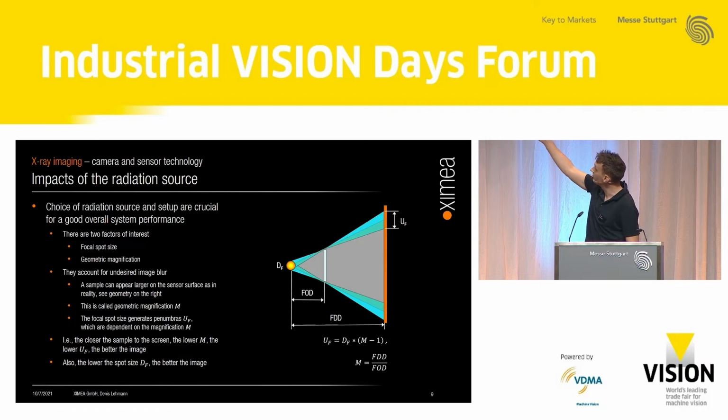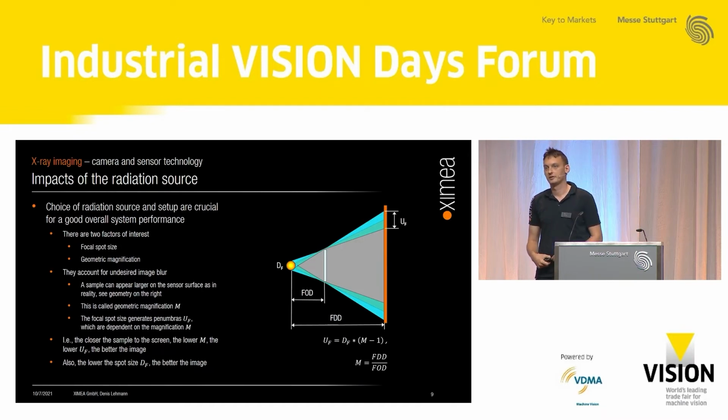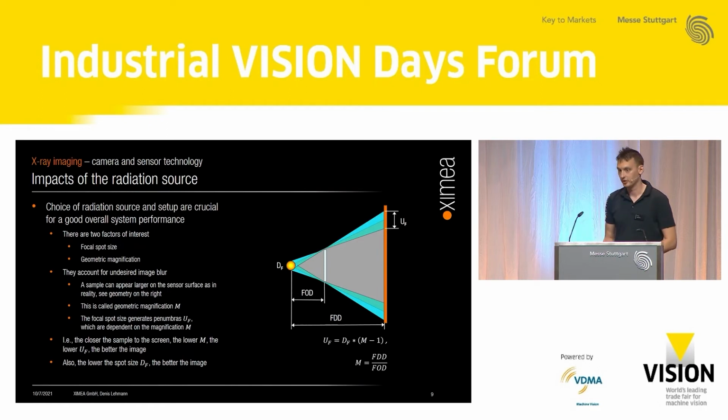The closer I move my object to the screen, the less blur effect I have. So the lower is the magnification, and the lower my magnification, the lower is my blur effect. That's what you see in the formula down there. Also, if the spot size is smaller, my blur effect becomes smaller. In a nutshell, the smaller the spot size and the closer your object to the screen, the better your image.